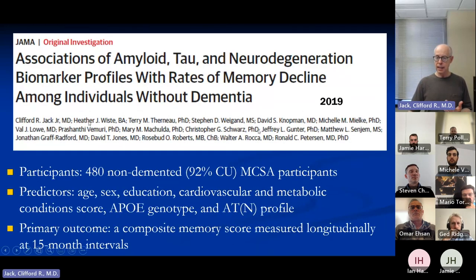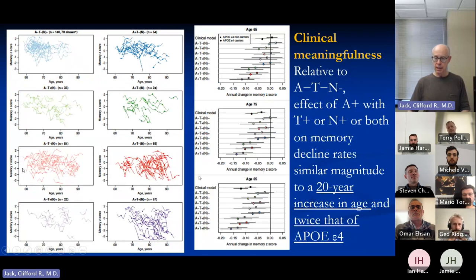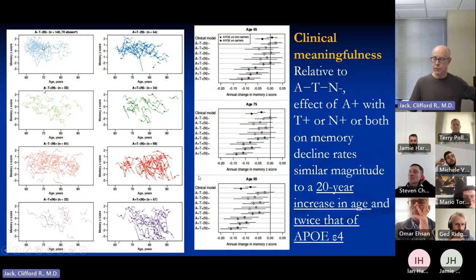At Mayo, we looked at the association of the ATN profiles with rates of memory decline in a large group of people. And these are, as a function of the eight different biomarker profile groups, ATN profile groups, randomly selected scatter plots from the eight different groups. This is the minus, minus, minus group. This is the plus, plus, plus group. These are randomly selected spaghetti plots, so you can see individual trajectories.